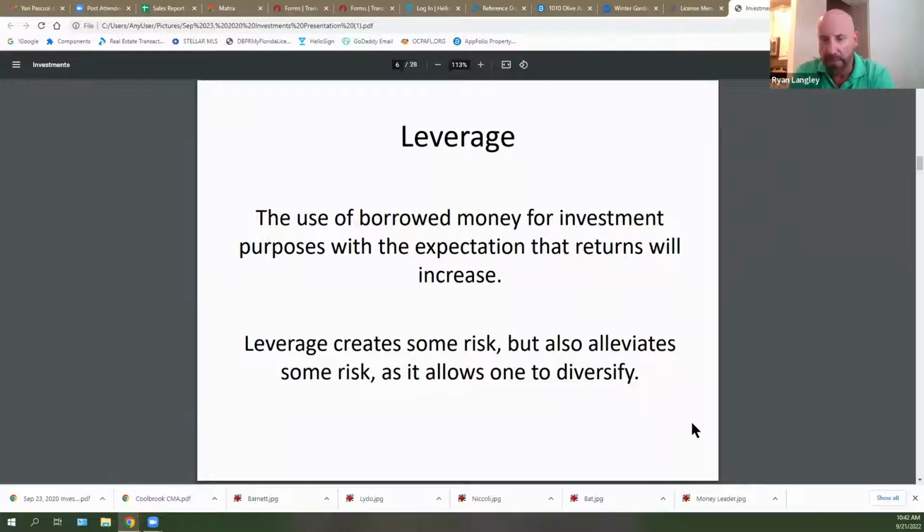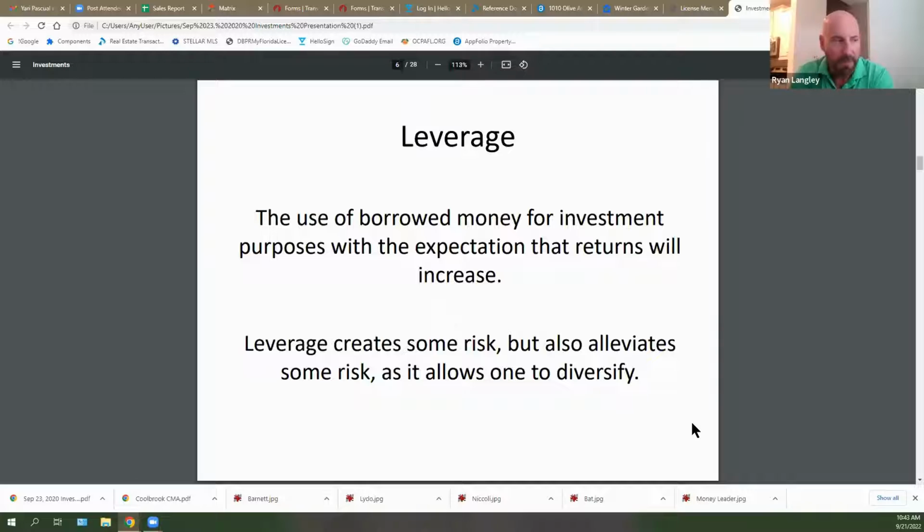Leverage creates some risk, as we all can imagine. You're borrowing money now, but it also alleviates risk. How so? How does it alleviate risk? Yeah, I think it alleviates risk because it doesn't put all your money at stake, and it has other people involved in the transaction if something goes south.